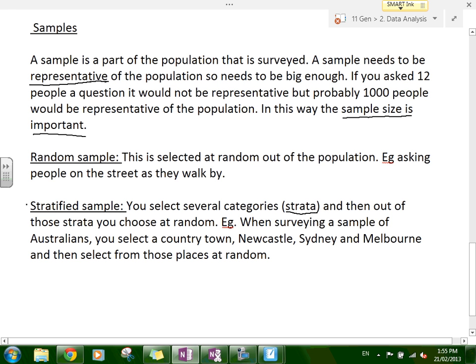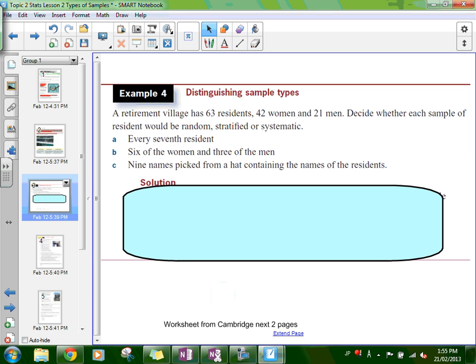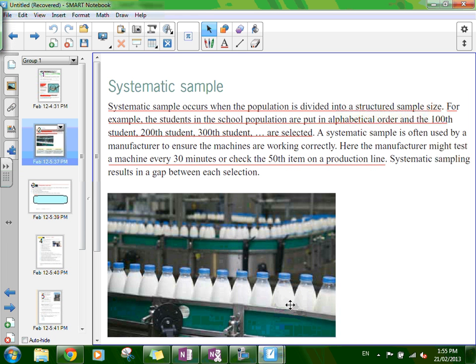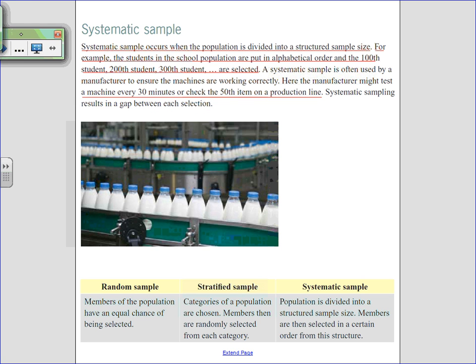Okay? And the last one I have, the third one, is the systematic sample. A systematic sample occurs when the population is divided into a structured sample size. For example, the students in the school population are put in alphabetical order, and the 100th student, 200th student, 300th student are selected. A systematic sample is often used by manufacturing to ensure the machines are working correctly.